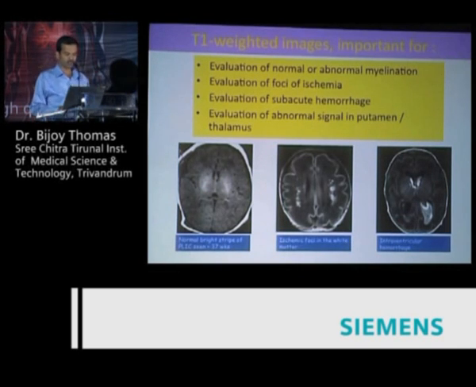So T1 is useful for looking at the posterior limb of the internal capsule. We call it the PLIC, which, if it is lost, really suggests that neonatal hypoxia has happened. Also, it is good in detecting microhemorrhages versus ischemic foci, and also periventricular hemorrhages and intraventricular hemorrhages.